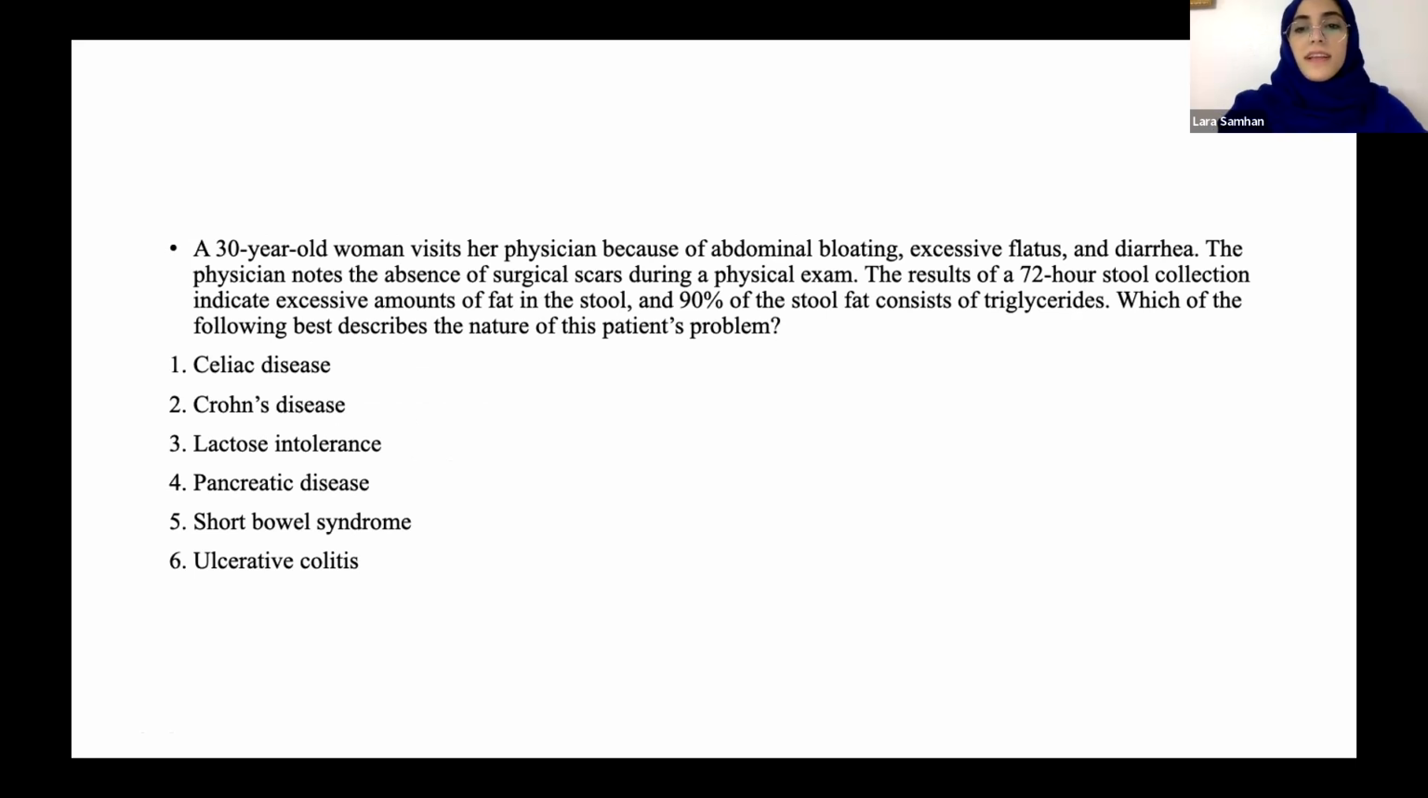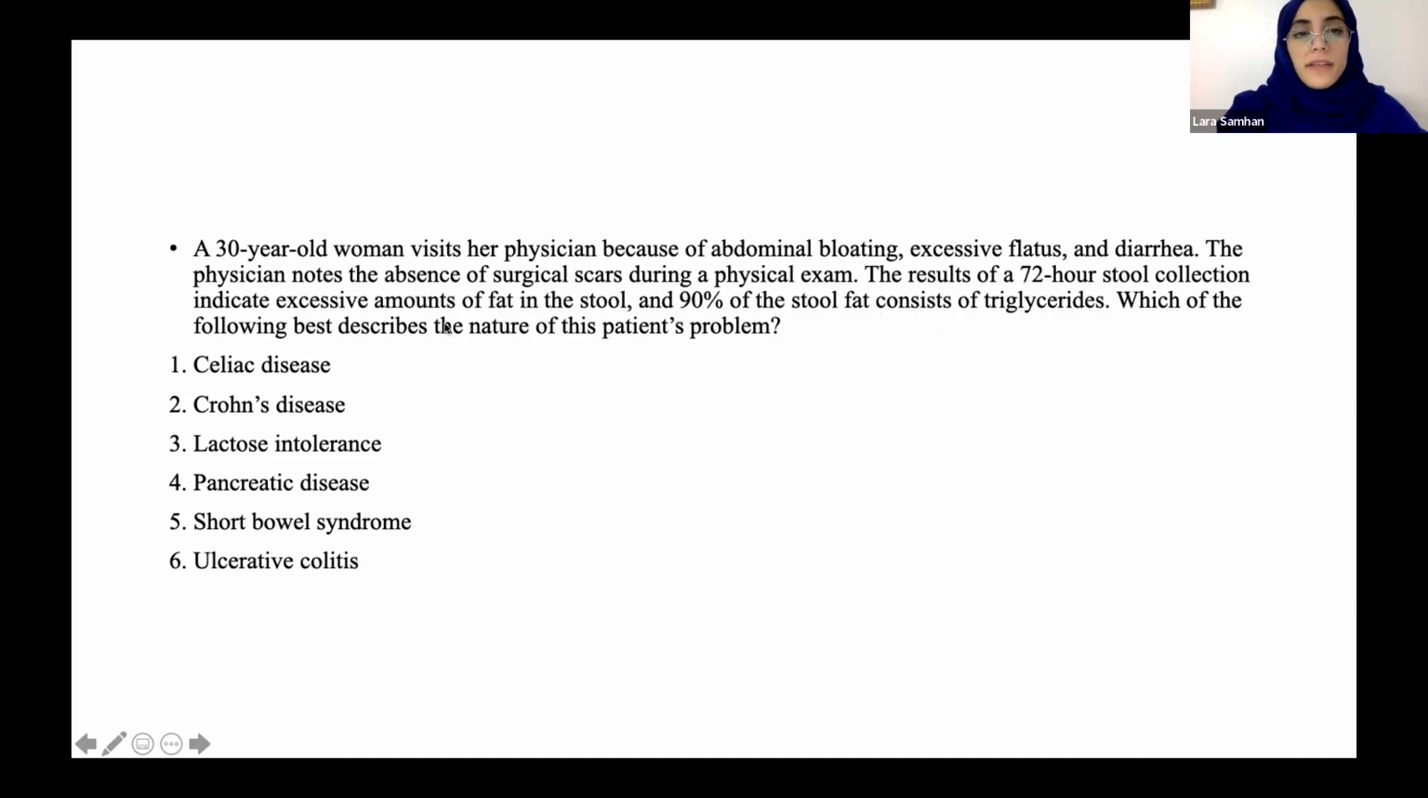Excellent. MashaAllah, exactly. So this question says a 30-year-old woman visits her physician because of abdominal bloating, excessive flatus, and diarrhea. The physician notes there is absence of surgical scar during physical exam. All of those things we don't really care about a lot. We care about the result of the 72-hour stool collection, which indicates an excessive amount of fat. This is the most important information. We have a very high amount of fat in the stool, and 90% of the stool fat consists of triglyceride. Usually we don't have this very high content of fat in the stool, so this is considered abnormal and very high, right?